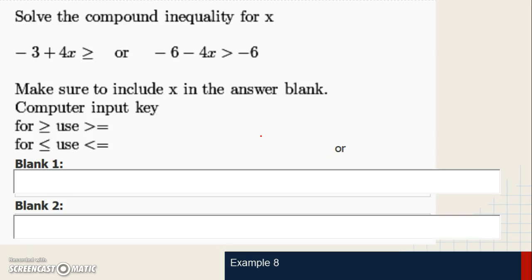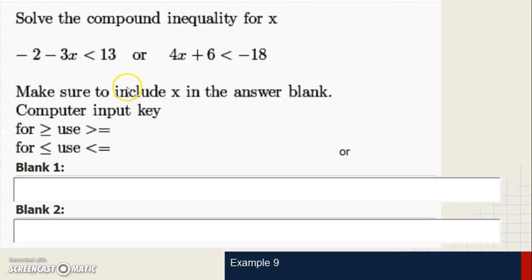Here's another OR statement. We are missing some value here, so I'm going to go ahead and skip this example and get to an example where we have all the values. Here we go. I'm going to go ahead and add 2, and now I have negative 3x is less than 15. Divide by negative 3. This is the first time we've seen this in this set of examples. When you divide by a negative, or when you multiply by a negative, your inequality sign switches directions.